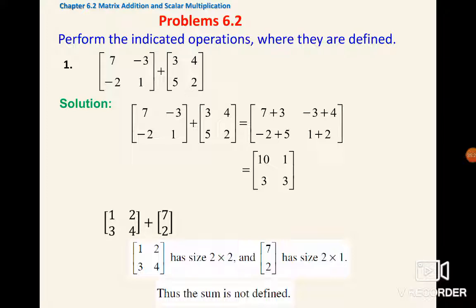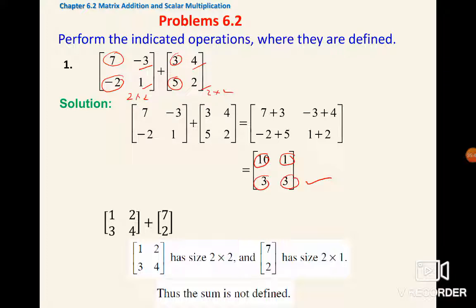Two matrices have been given of the same size. The size is 2 by 2. You have to add term by term. 7 plus 3, it is 10. Negative 3 plus 4, you get positive 1. Negative 2 plus 5, and you get 3. 1 and 2, you'll get 3.